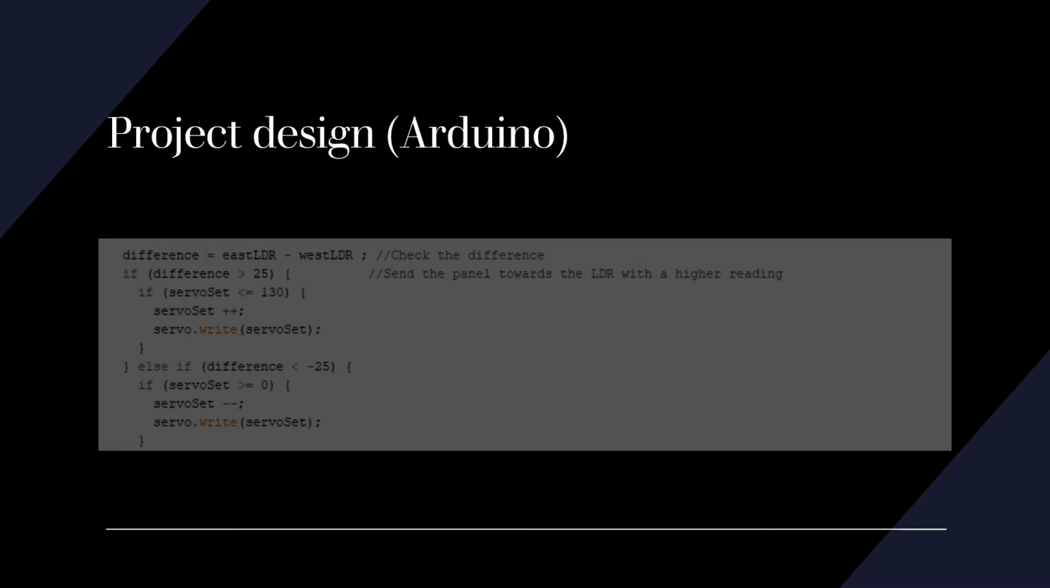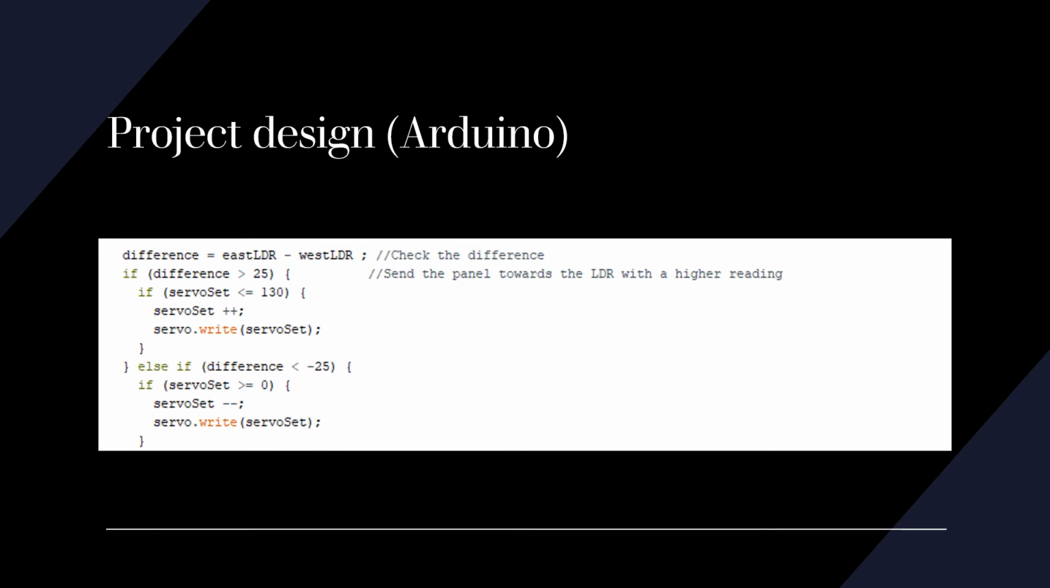Next, if the east LDR value is greater than the west LDR value by 25, the degree will be positive and it does not exceed 130. Whereas if the west LDR value is greater than the east LDR value by 25, the degree will be negative and it does not go below 0.